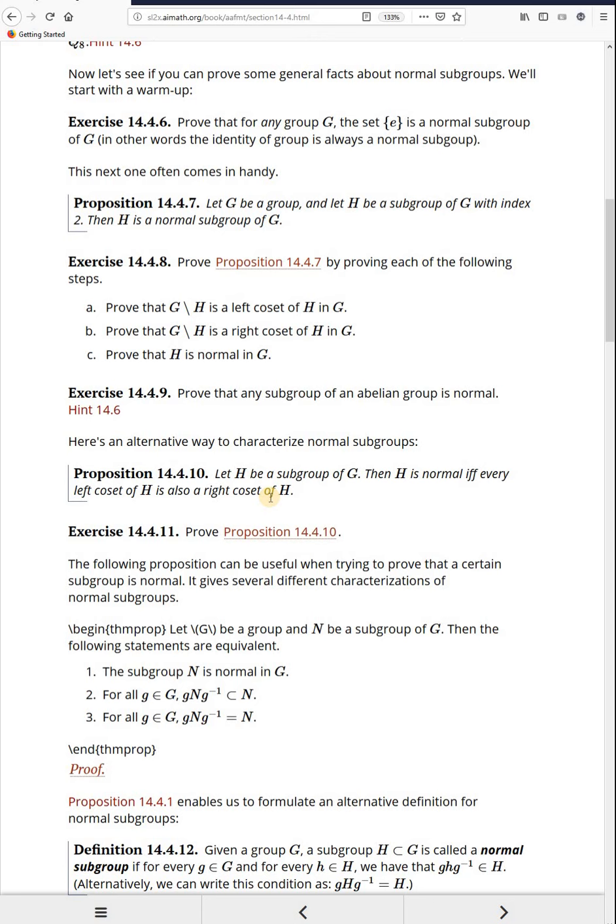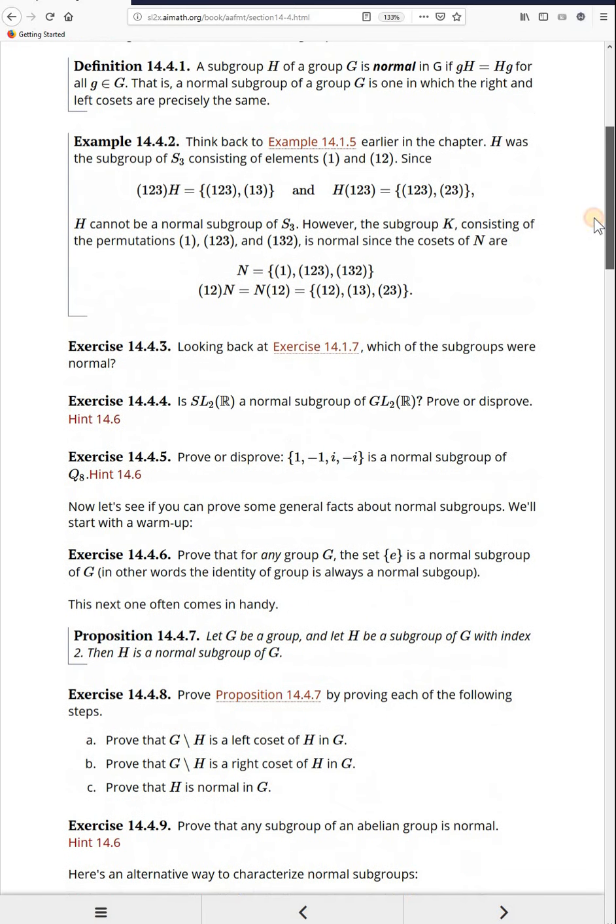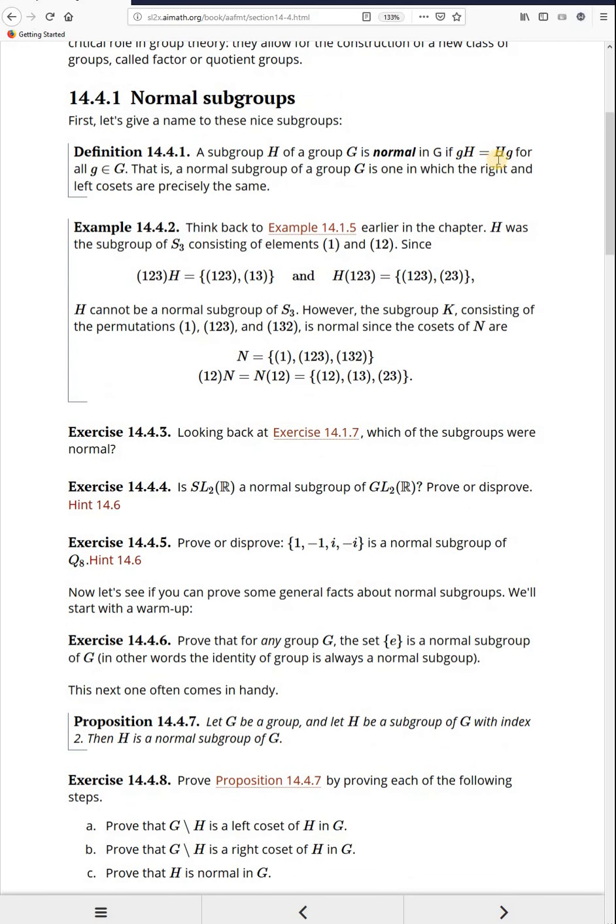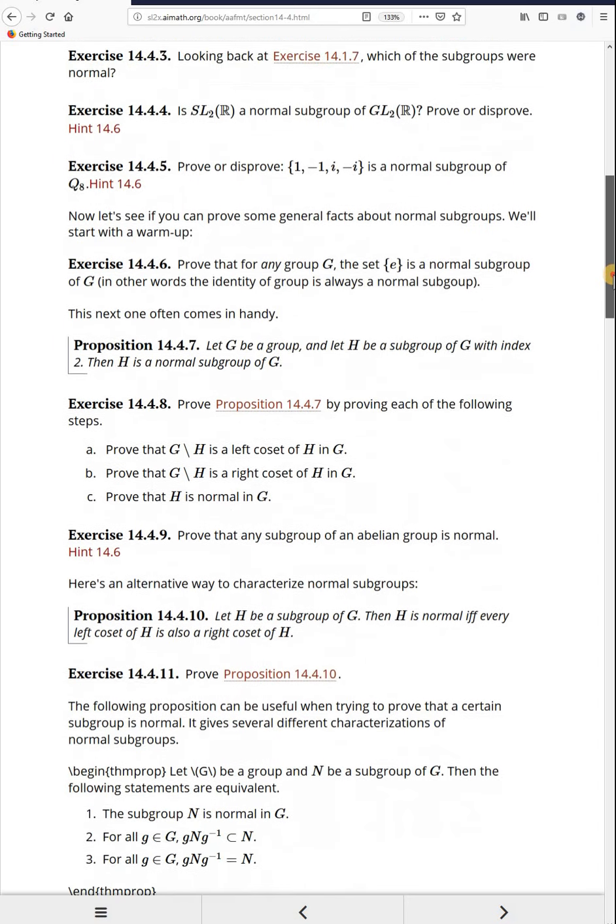Now, if you say GH equals HG, that's showing that the left coset GH is the same as the right coset HG. But that's not quite the same as saying that every left coset of H is also a right coset of H. In fact, that does show one way. That shows that this condition, this definition here, implies this definition down here.